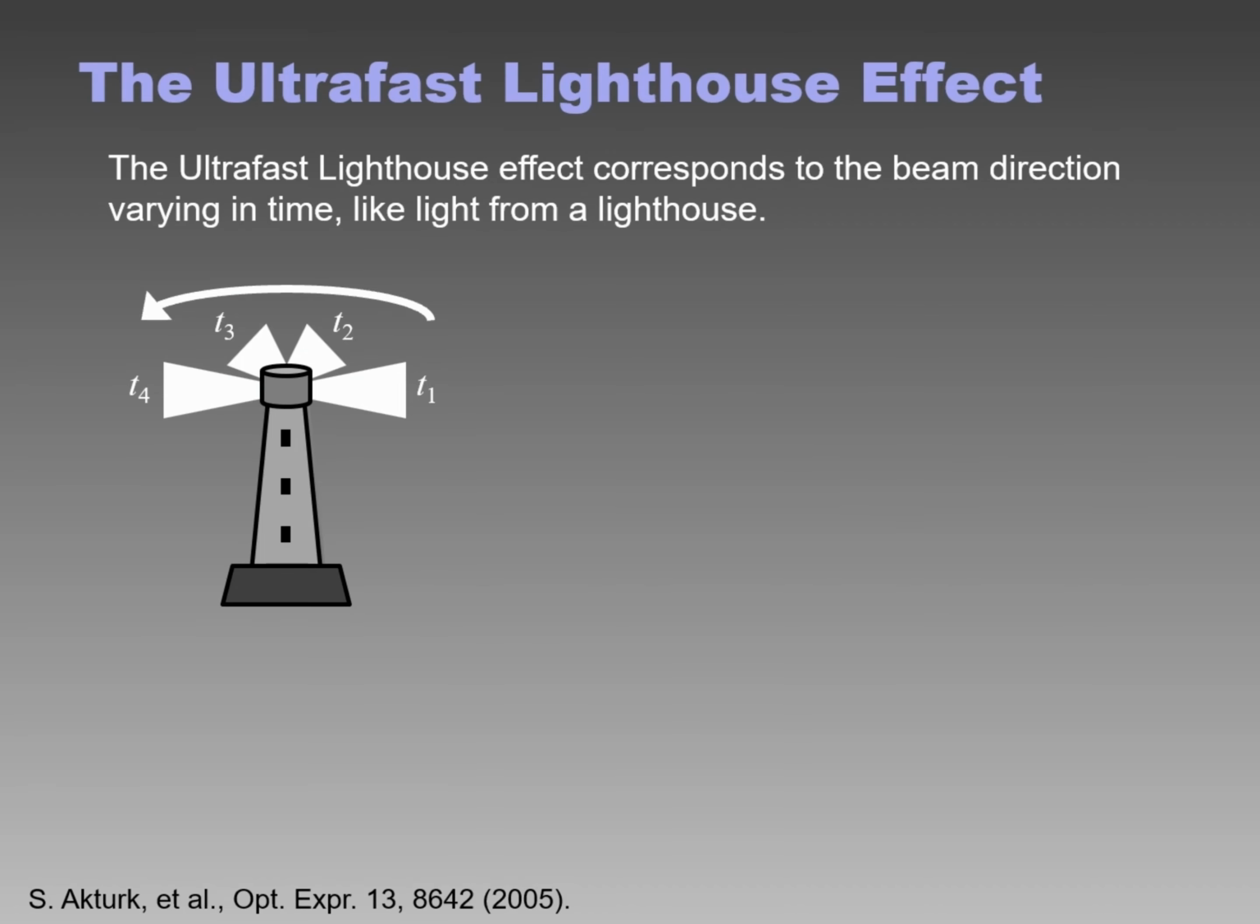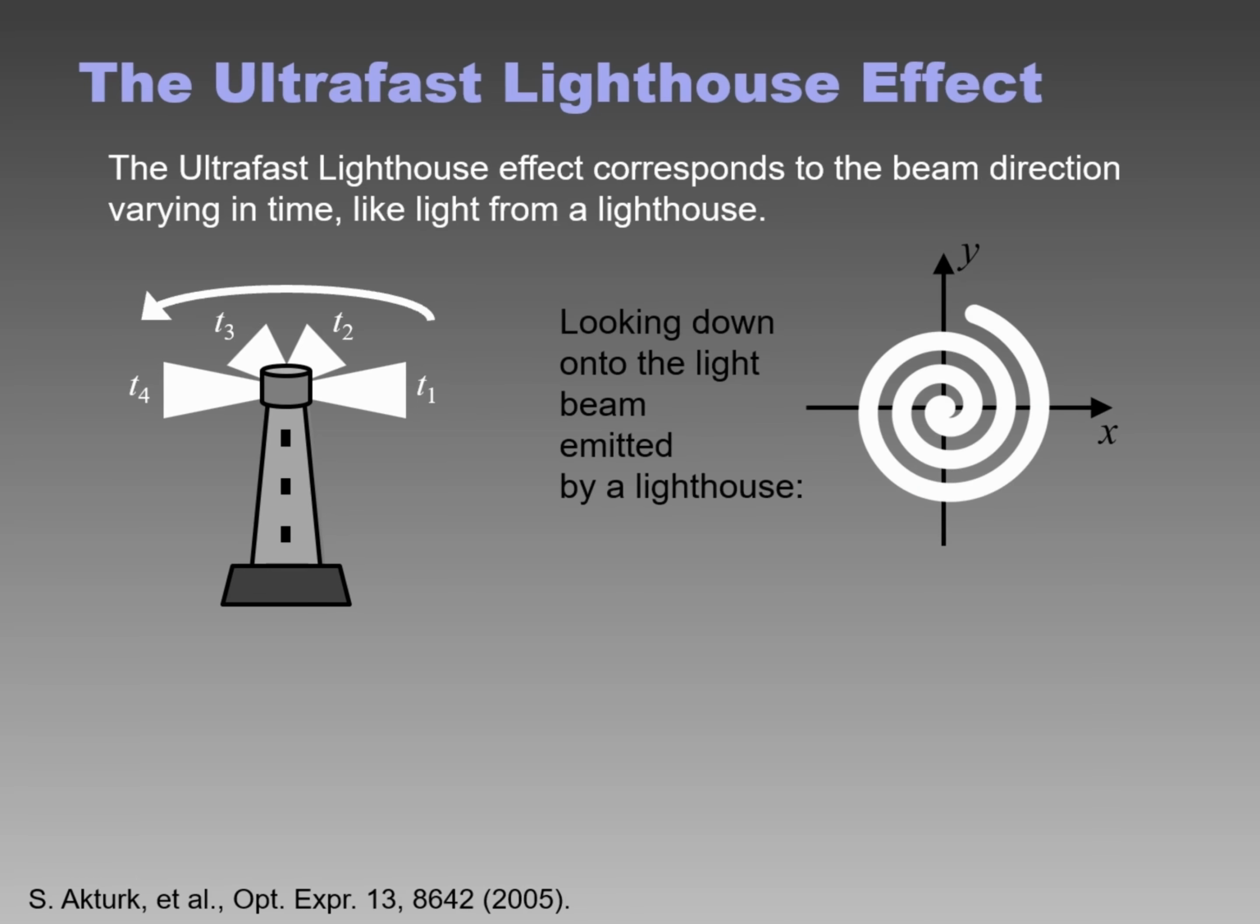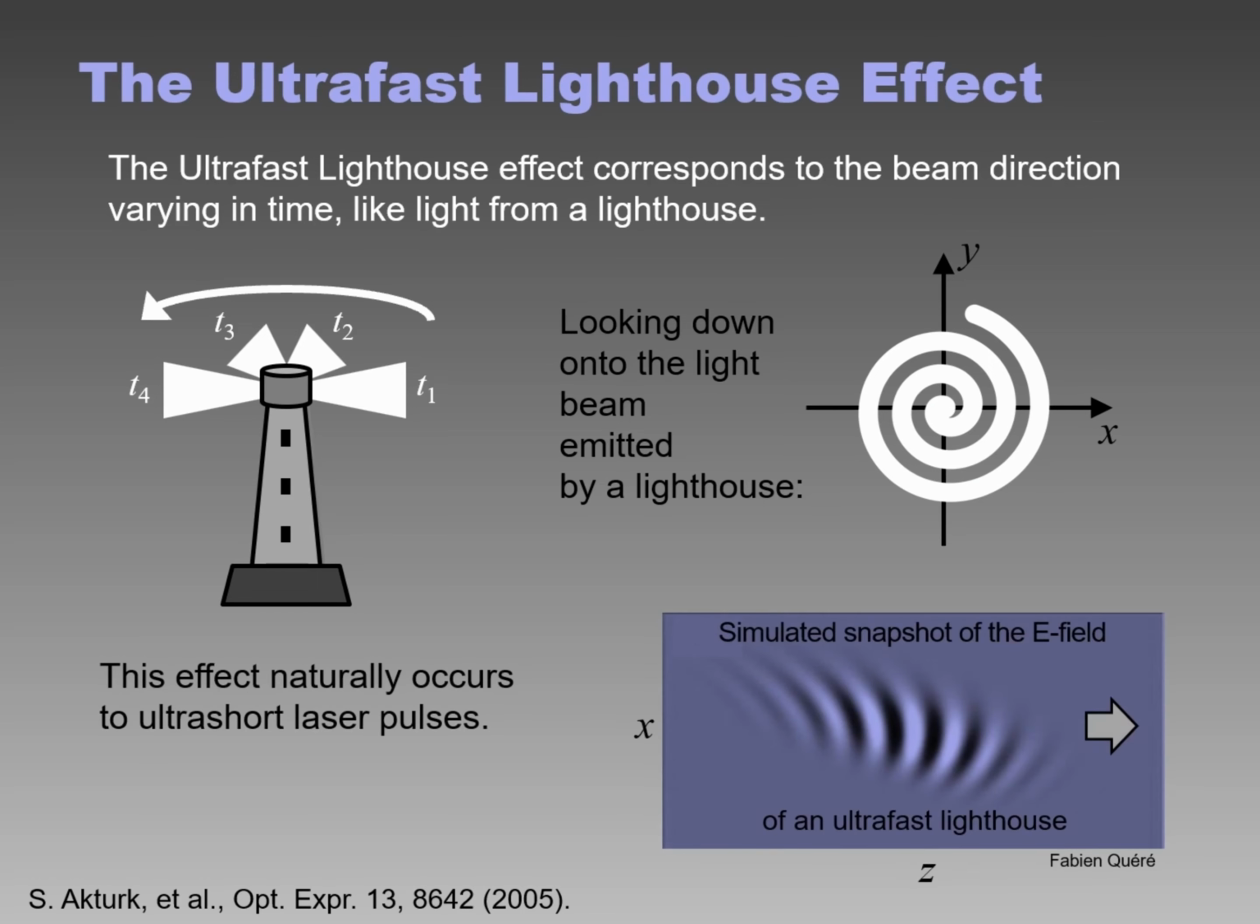Speaking of spatiotemporal distortions, there's an interesting one called the ultrafast lighthouse effect. It involves the beam direction varying in time, just like the beam emitted by a lighthouse. Looking down onto the lighthouse beam, you can see that it's a spiral in space and time. It turns out that this effect also naturally occurs to ultrashort laser pulses, although not quite by such a large amount, just a few degrees. Nevertheless, it has interesting applications, such as selecting out a single pulse from a train of extremely short attosecond pulses, which are otherwise separated by only a few femtoseconds, as proposed by Fabien Carré.